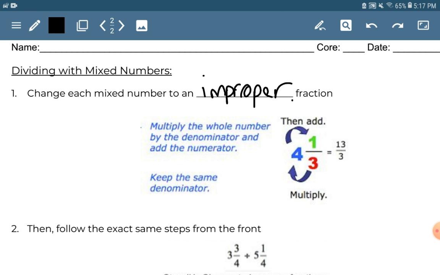You're going to multiply the whole number by the denominator, and then you're going to add the numerator. You're going to keep your denominators the same. So in the example, you are multiplying our denominator 3 times the whole number 4. That gives you 12. Finally, you're going to add the numerator, which is 1. And 12 plus 1 is 13, which is how we've got this 13/3. Again, we've got to keep our denominator the same.